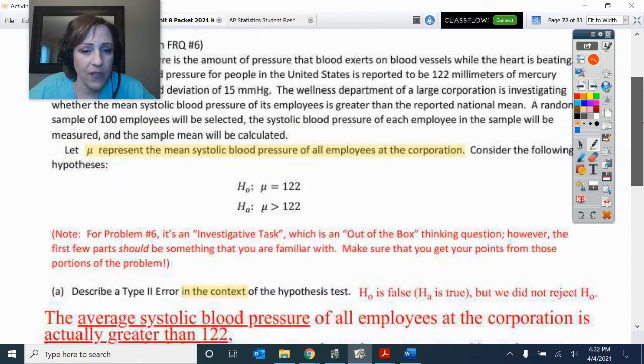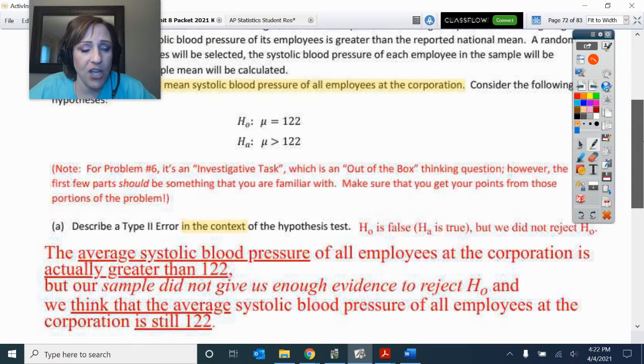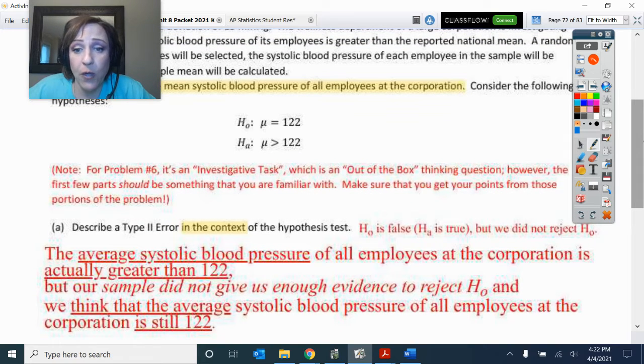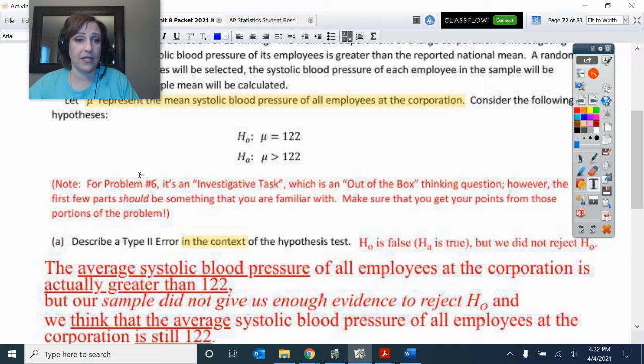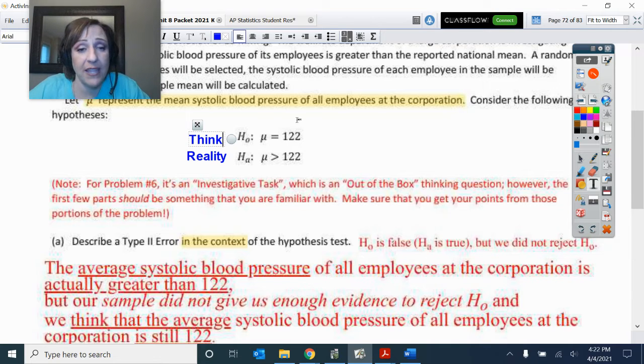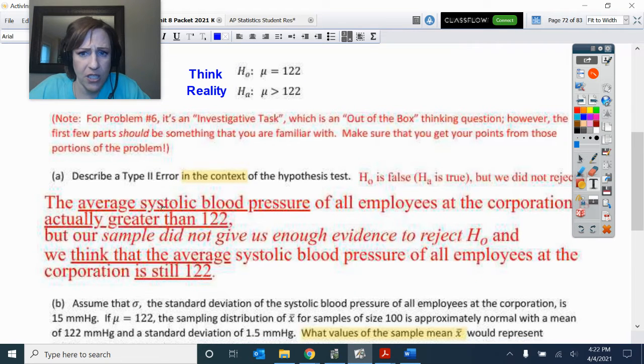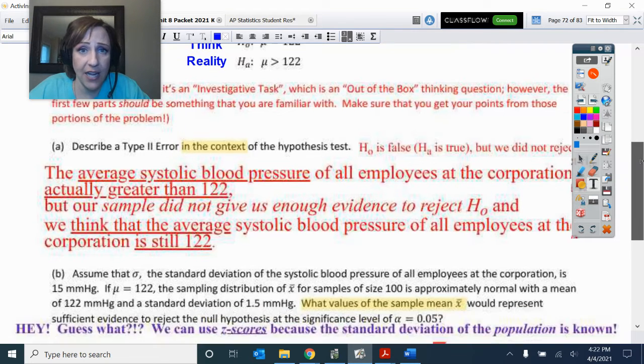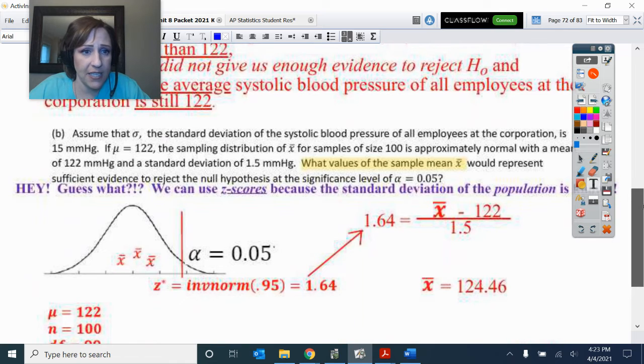All right, so they give us this here, describing context, a type 2 error. So the type 2 error is when this is the reality. Type 2 error, reality, HA, so the average is actually higher than 122, but we did not get a sample that allows us to think that, and we think that the average is still 122. They did not ask for a consequence of that. I could see that happening, but they did not ask for that. Now we start getting into some problems.